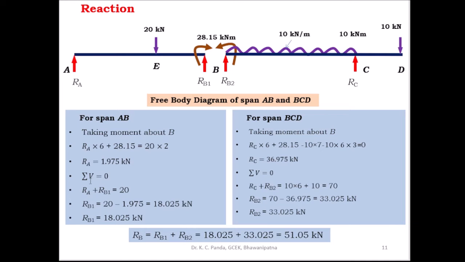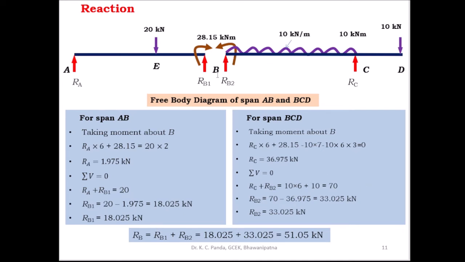Then the summation of vertical force is equal to 0. This is the equilibrium equation, so the upward force is equal to the downward force. The upward force is RA plus RB1, and the downward force is 20 kilonewton. So RA plus RB1 is equal to 20, then RB1 is equal to 20 minus 1.975, which is equal to 18.025 kilonewton.